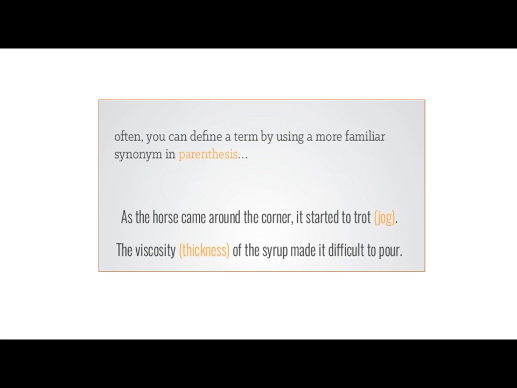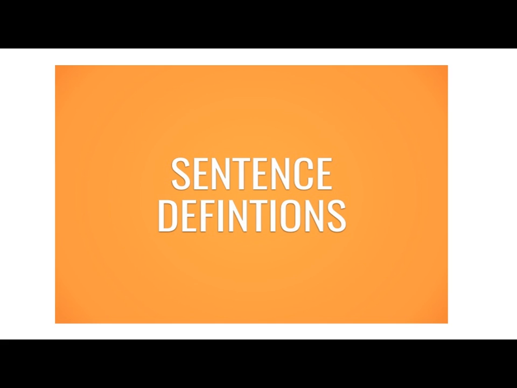Often you can define a term by using a more familiar synonym in parentheses. As the horse came around the corner, it started to trot. Trot means jog, run. The viscosity, thickness, of the syrup made it difficult to pour. Next we are going to see sentence definitions.